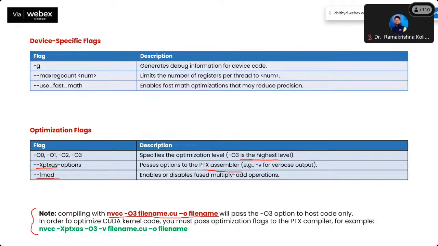To optimize your code for the GPU, the correct method is this. You can see this line. The correct way of optimization is this. You have to write nvcc hyphen x ptx as hyphen O3 space hyphen v file name dot c and hyphen o file name. So this is the correct way to optimize the CUDA code for the GPU.